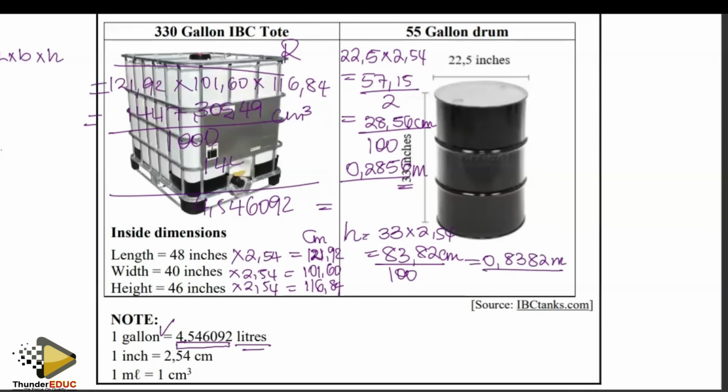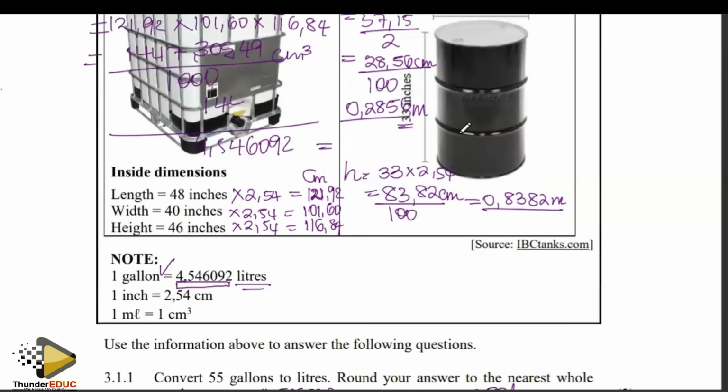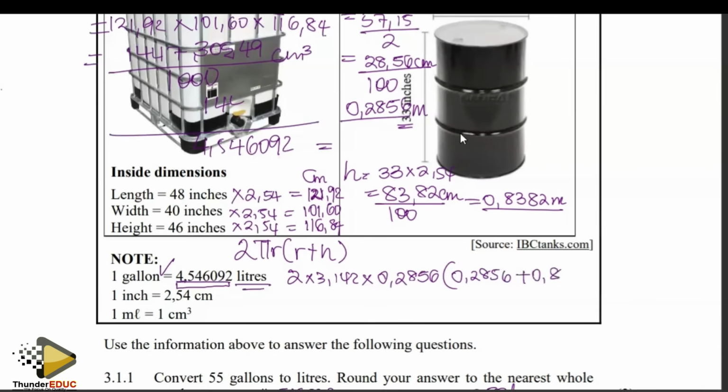Now it's in meters. What do I do? I go ahead and substitute into the formula. Remember the formula we are going to use: it's 2 pi r into r plus h. So it's 2 times 3.142 times the radius, which we already got as 0.2856. Open brackets, the same numbers, that's the scenario, plus the height, which is 0.8382. So here we end up doing that.